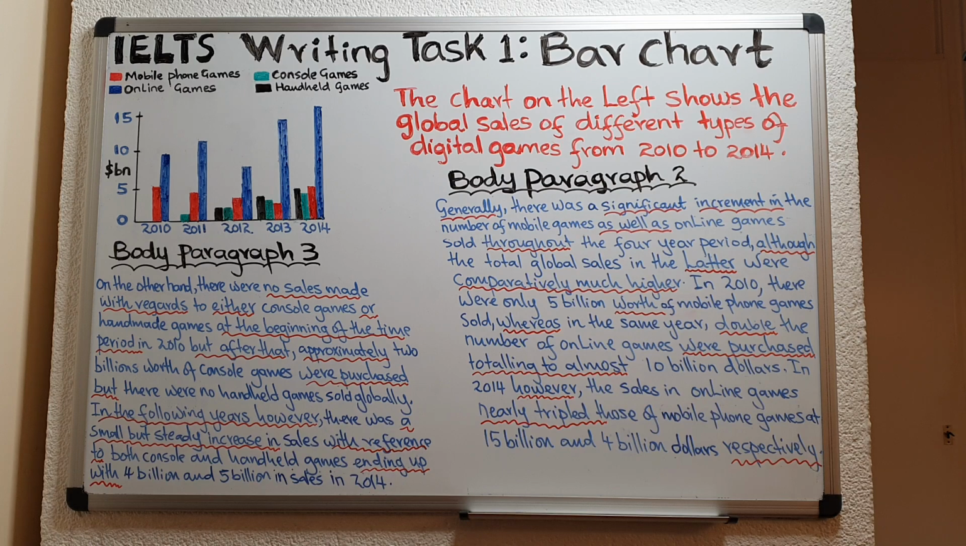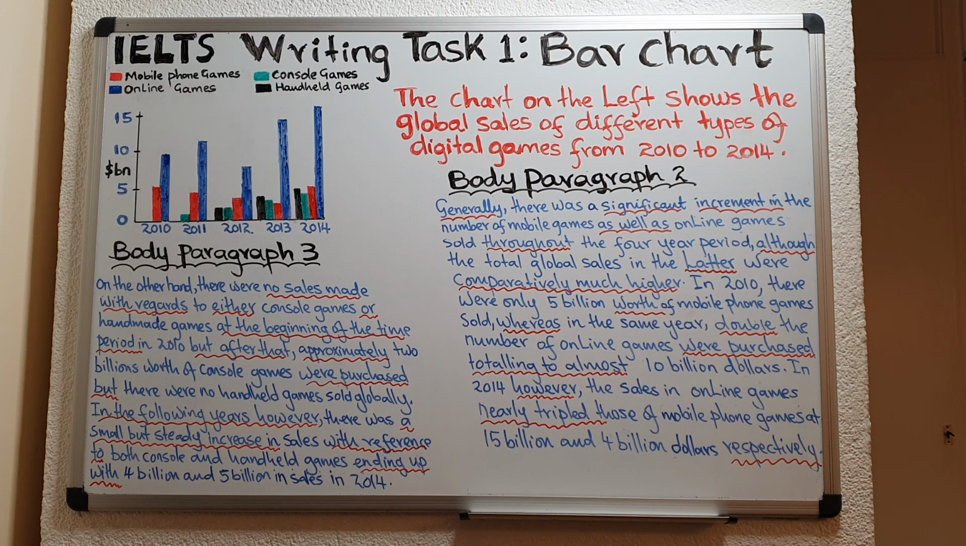Now, how do you write body paragraph 2 and body paragraph 3? You base body paragraph 2 on 2 of the items. So always divide the information into 2 parts. Write about 2 of the items in body paragraph 2 and write about the other 2 items in body paragraph 3. In body paragraph 2, now, we are going to write about mobile phones and online games.